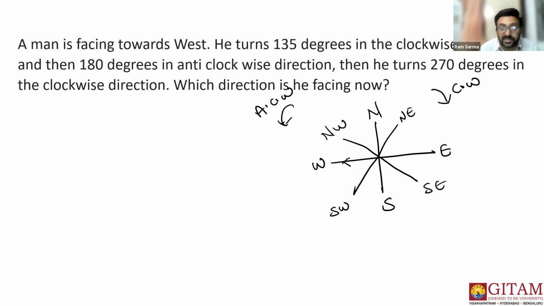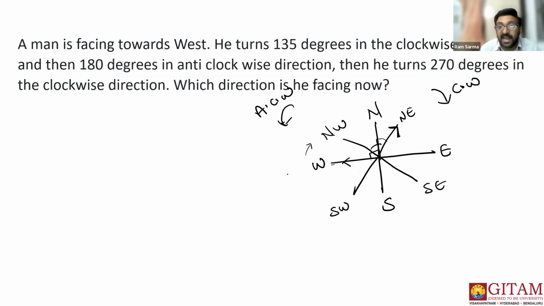Now, a person is facing towards west. He turns 135 degrees in clockwise direction. So he turned this way, 135. We have to understand that the angle here is 90 and this is 45. Now this person turned 135 degrees in clockwise direction. So 90 plus 45. Now he will be facing towards northeast.